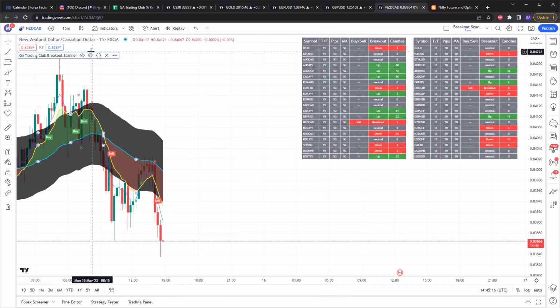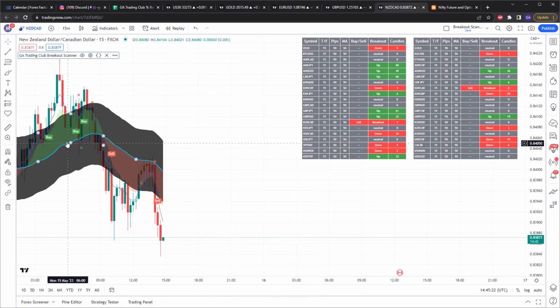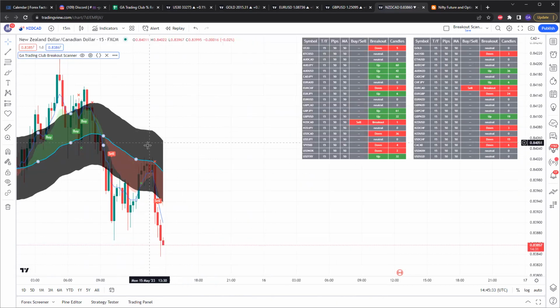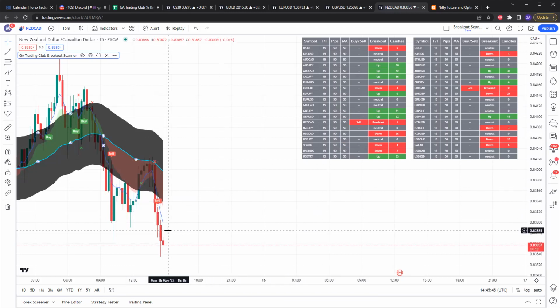So if I go back, I'm not interested in this EMA either, I'm only interested in this one. This EMA in light blue here is the 50 EMA, the EMA you're going to put in under test pips. What this means is that if price closes 50 pips away from the test EMA, you get a sell signal. So this is why we have that NZD CAD breakout for a sell.